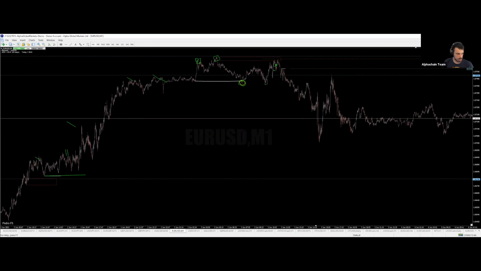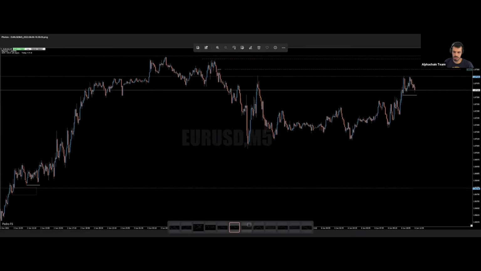Second, let me go back to this. So this was Euro Dollar. Yeah, so the setup was in there. There you go. Price had already gone all the way to the downside.